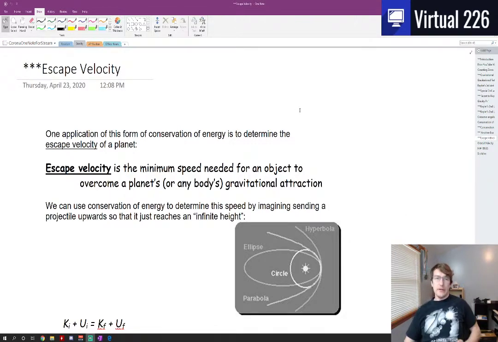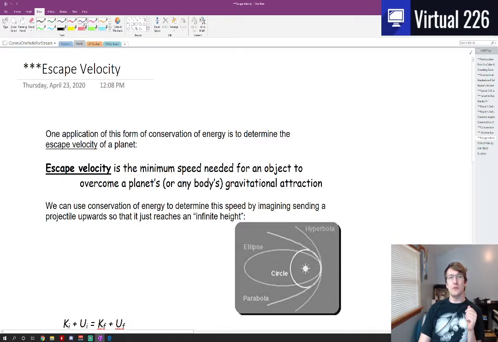So you wanna escape the world and never return? Then you need an escape velocity. Okay, we're looking at an escape velocity here today, which is the velocity you need in order to escape away from an object and never ever return.